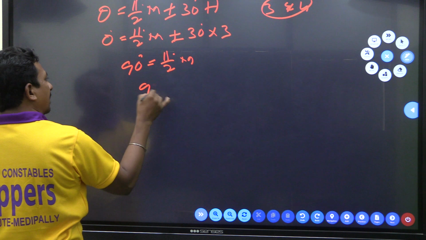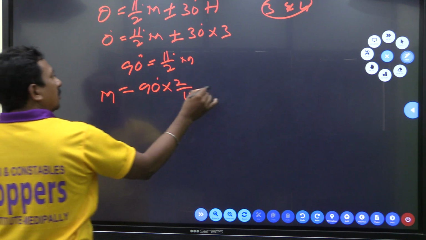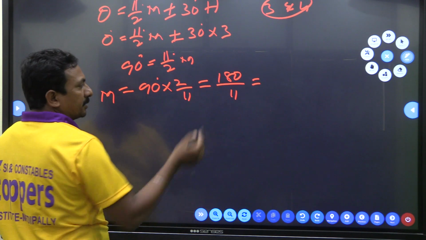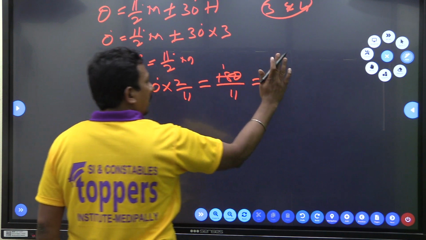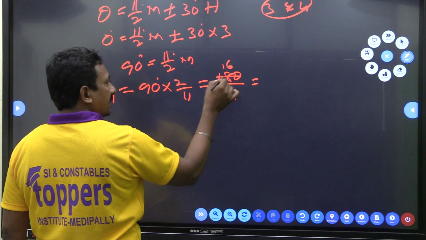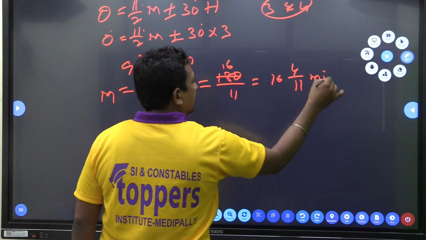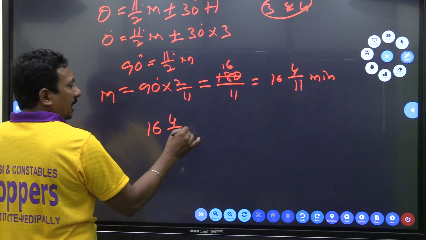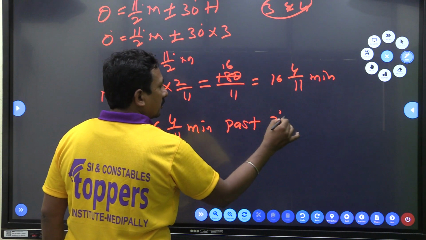So 90 degrees is converted into time. 2 by 11 is equal to m. So 180 by 11. 180 means, in 180, how many times is 11 possible? 11 ones are 11, 11 six are 66. Remainder 7, 70. Remainder 4. So 16 of 4 by 11 minutes. So the perfect answer is 16 of 4 by 11 minutes past 3 o'clock.